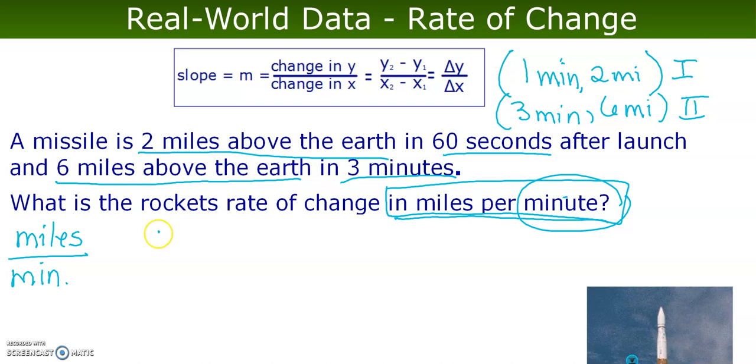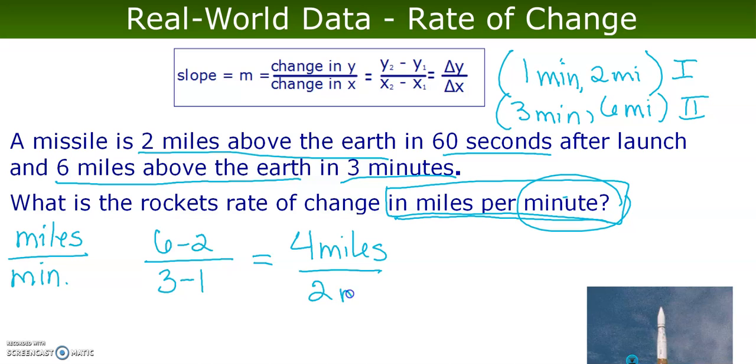y2 minus y1, so 6 minus 2 over 3 minus 1. 6 minus 2 is 4 miles in 2 minutes. But again, we don't want to know how far you can go in 2 minutes. We want to know how far you can go in 1 minute. So 4 divided by 2 is just 2. The missile can travel 2 miles per, whoops, I put week there, minute, per 1 minute. And if you just wrote per minute, that represents 1.